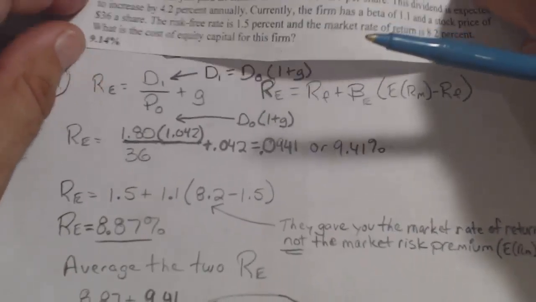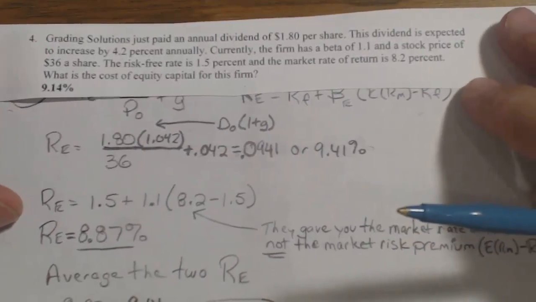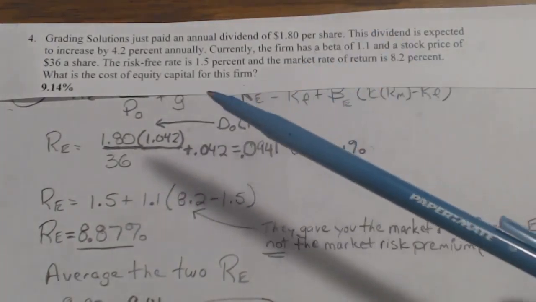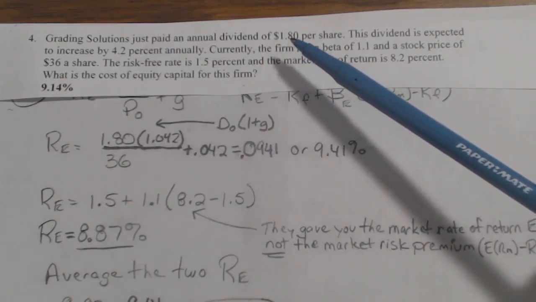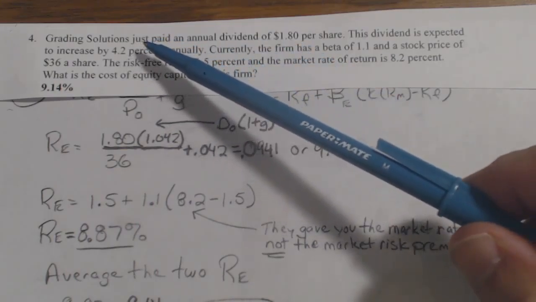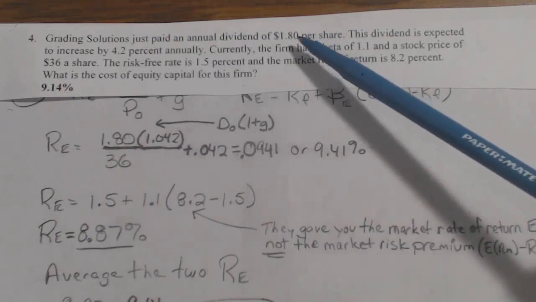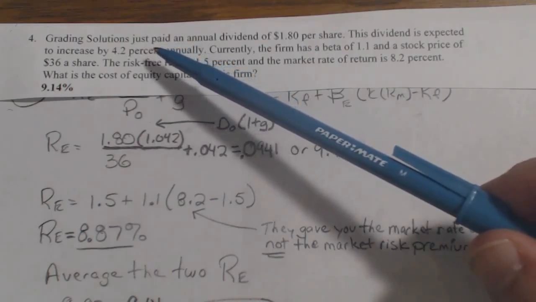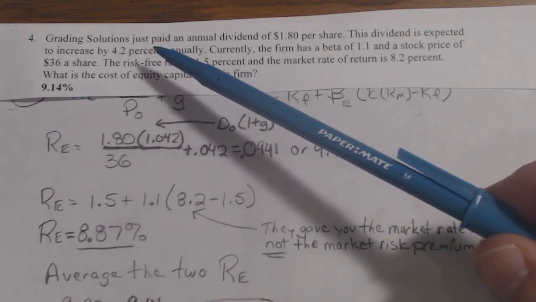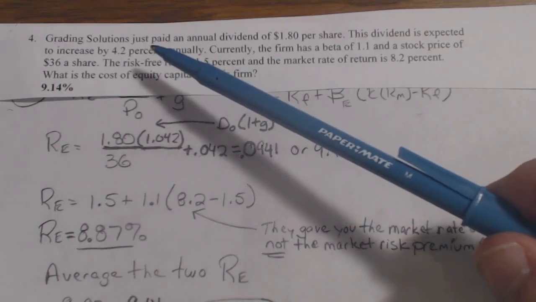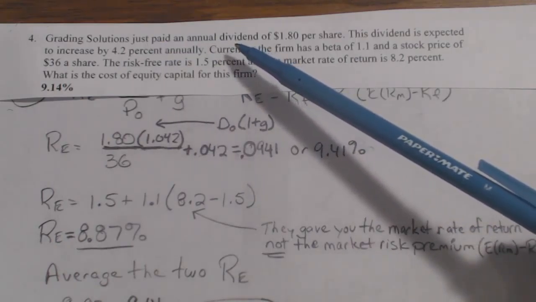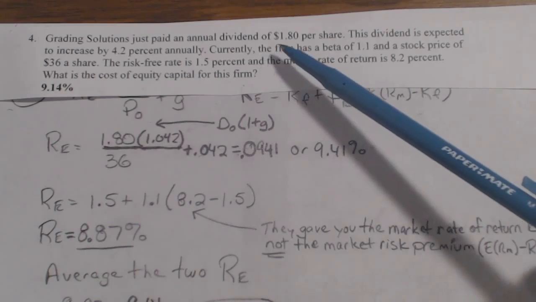Okay, number 4. Grading Solutions just paid an annual dividend of 1.8. So what is that? That's D0. I kept making this mistake, putting these as D1. Just paid, it's been paid. That's not the next one coming, which would be D1. Remember, P0 is what the price is now. P1 would be at the end of the year. Same with D0 and D1. So they just paid it, so that's D0 of $1.80.